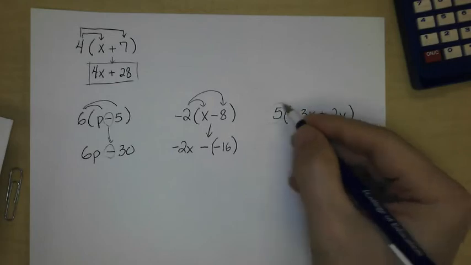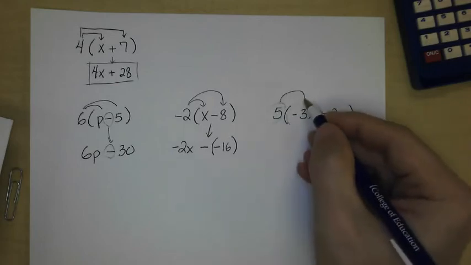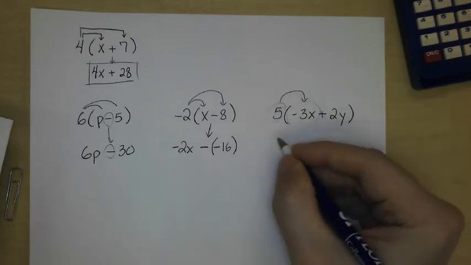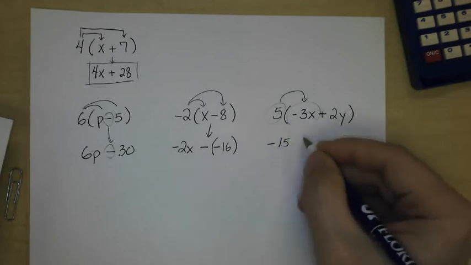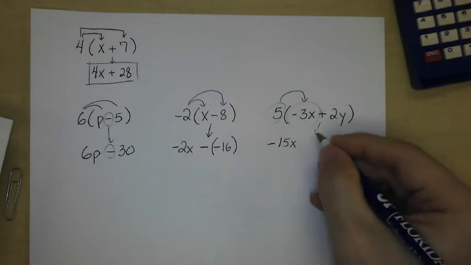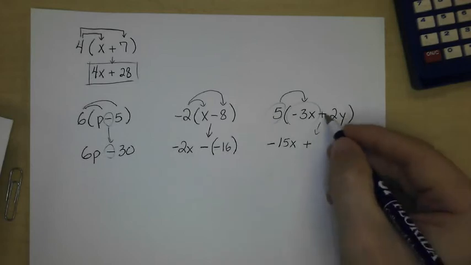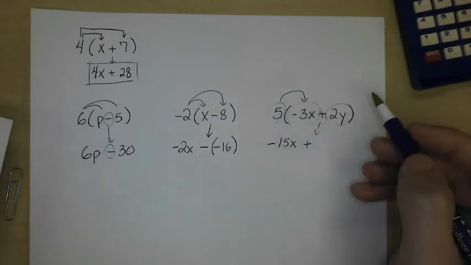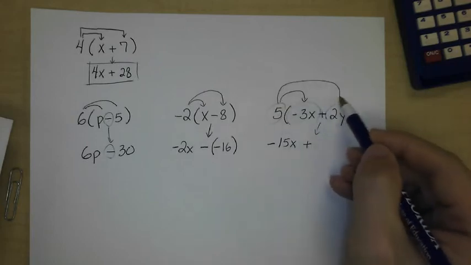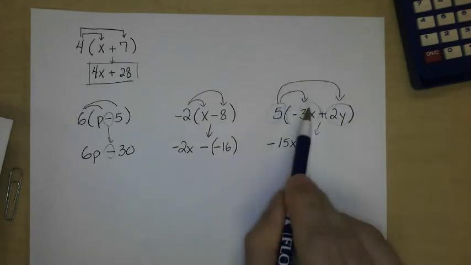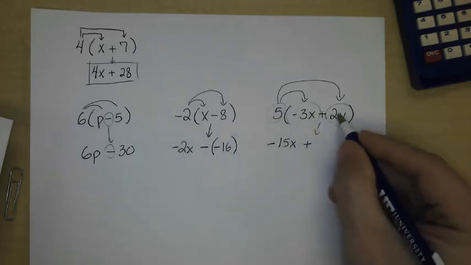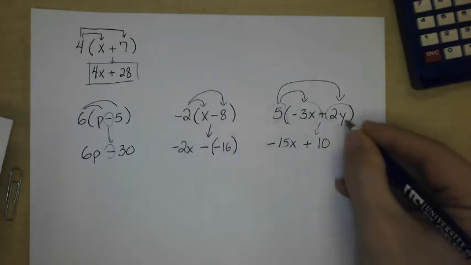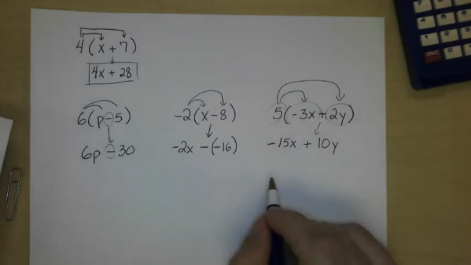So first thing I have is this 5 times this negative 3x. So signs are different here, so it's negative. 5 times 3 is 15, and the x is the x. Bring down this plus. Now I have 5 times this positive 2y. And if it helps you to draw the arrows and to draw the circles like I'm doing here, go for it. 5 times 2 is 10, and we have the letter y at the end. So there's our answer for that.